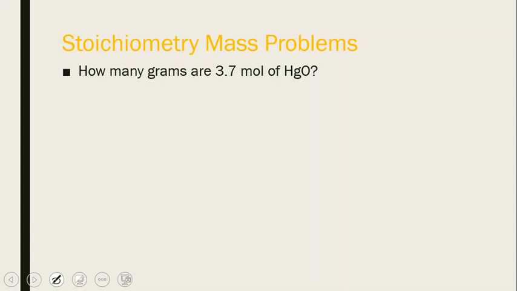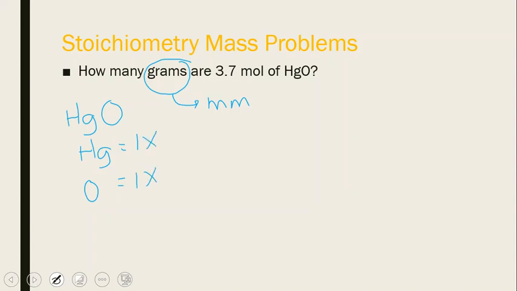How many grams are in 3.7 moles of mercury dioxide? Every time they ask me grams, I need to calculate the molar mass. My formula is mercury dioxide. Let's calculate the molar mass. It's 1 of each element. Mercury is 201 and oxygen is 16, and the total is 217 grams per mole.